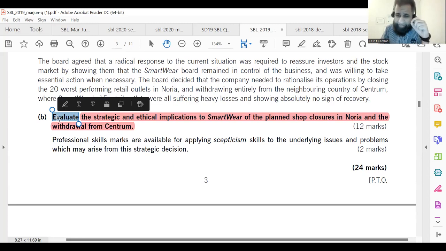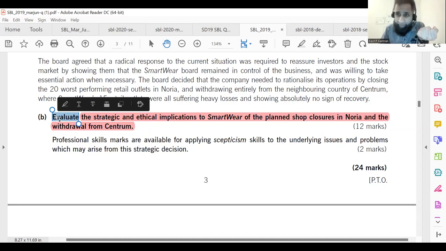Is that like a case study situation? In the case, they might be telling you why they are closing in Nooria or why they are withdrawing from Centrum. They must have given their justification. Now, you need to think about the decision that has been taken. What is the implication of this decision on your strategic objectives, on your future, on the future of Smartware? How will this affect the future of Smartware, positively or negatively?